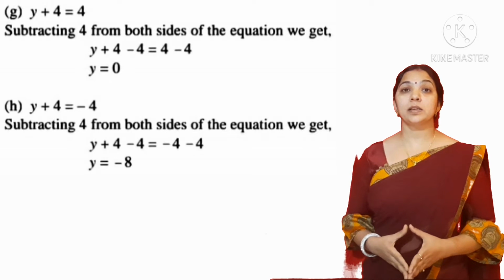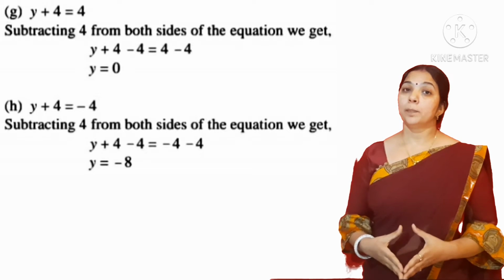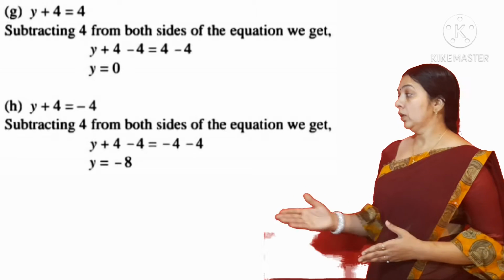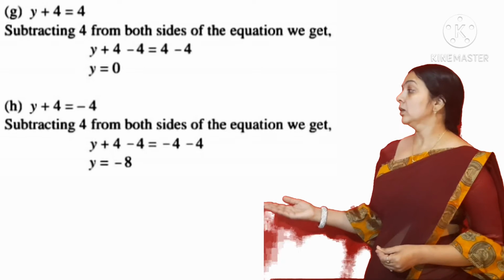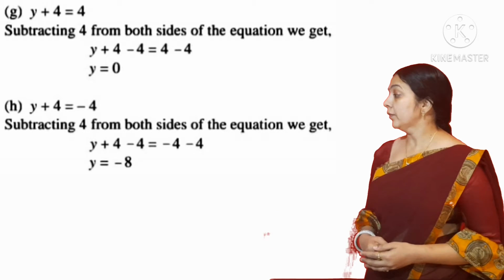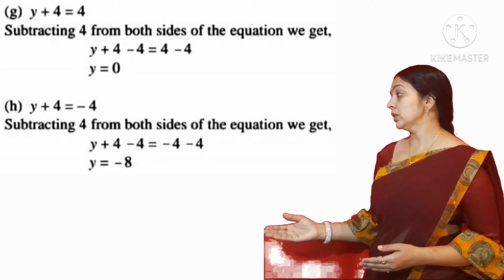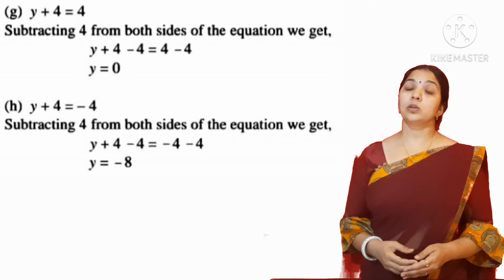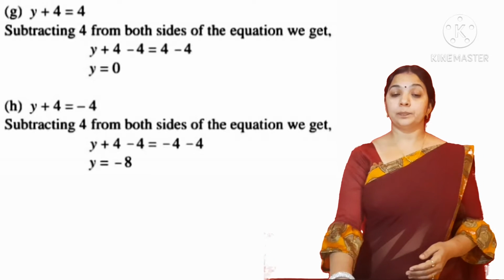The next part is y plus 4 is equal to minus 4. Now we have to calculate the value of y. So we will subtract 4 from both sides. So the 4 on the left hand side will be cancelled out, and y is equal to minus 4 minus 4, that is minus 8. So y is equal to minus 8 will be the answer.